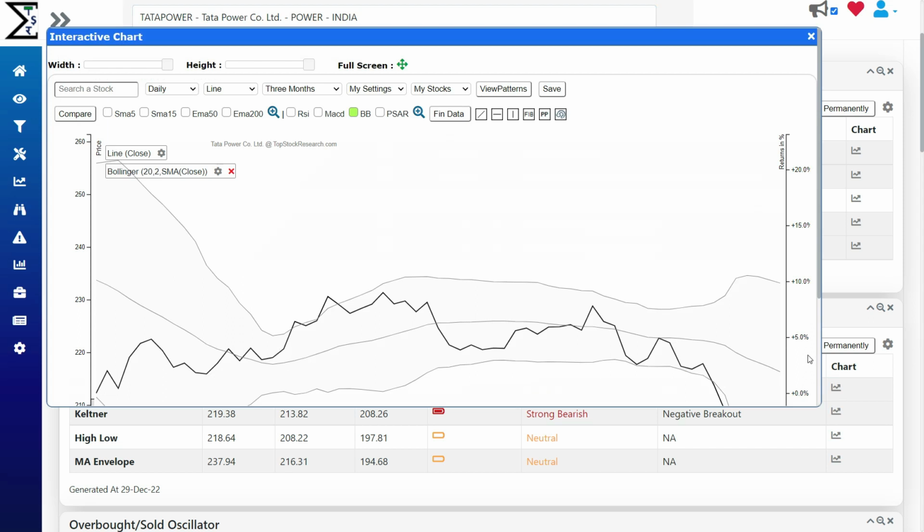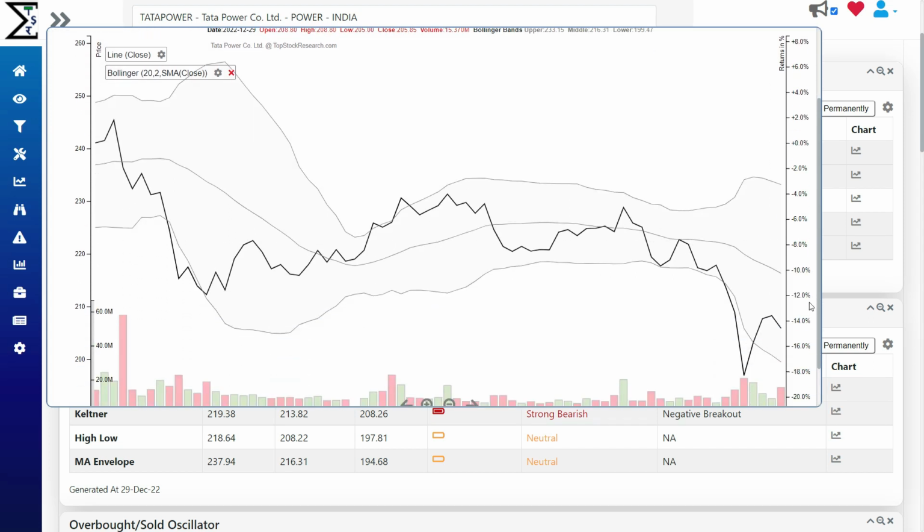Basically, if you see, it has given a breakout, then it has come back to the band. It's not giving a very clear signal, it's somewhere in between. So just based on this particular value, an analyst may not be able to form a lot of idea about this indicator as far as Tata Power is concerned. Okay, so that was one thing.